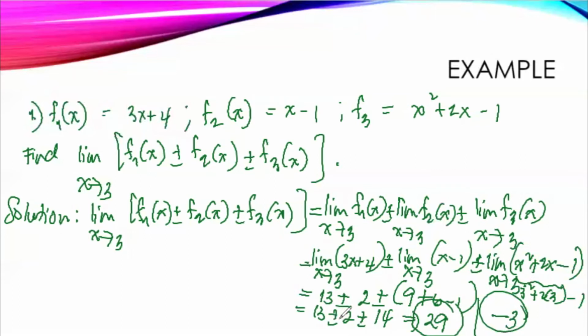Again, 13 plus 2 is 15, plus 14 is 29. For the difference, 13 minus 2 is 11. 11 minus 14 is what? Negative 3. So negative 3. So that is how we use the limit of the sum and difference of n functions. And in this case, we have 3 functions.